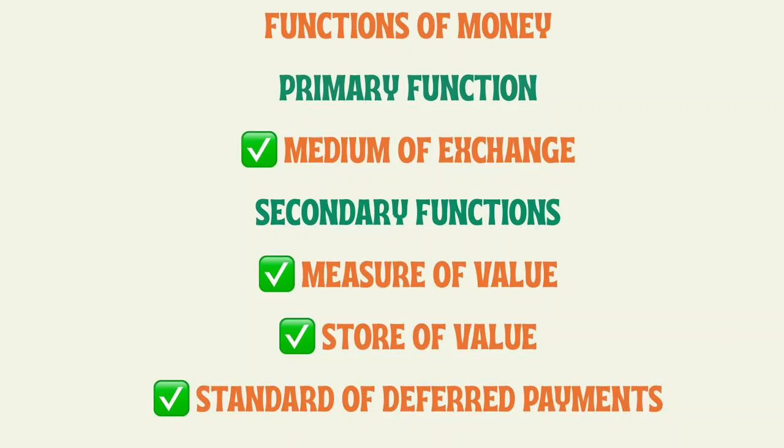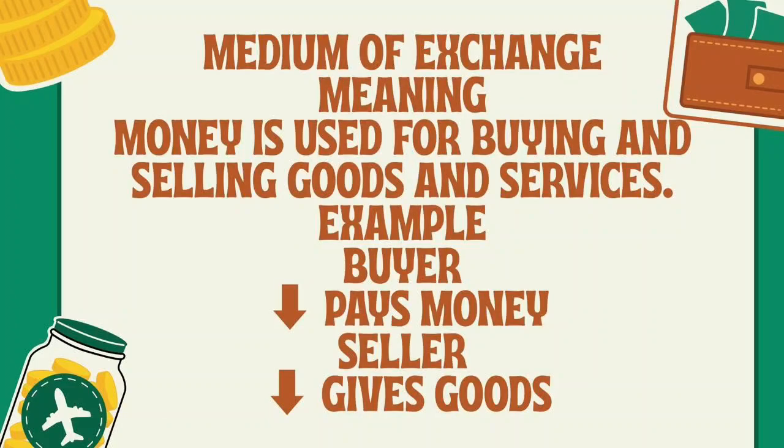Here's another interesting thing. Whenever economists define money, they don't say money is paper. They define money by what it does, not by what it looks like. That's why understanding the function is much more important than memorizing definitions. So now let's begin with the most important function of all, medium of exchange. Now we come to the most important function of money. In fact, if you remember only one function perfectly, it should be this one. That function is medium of exchange.